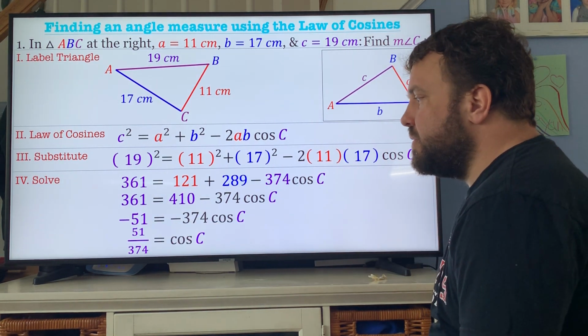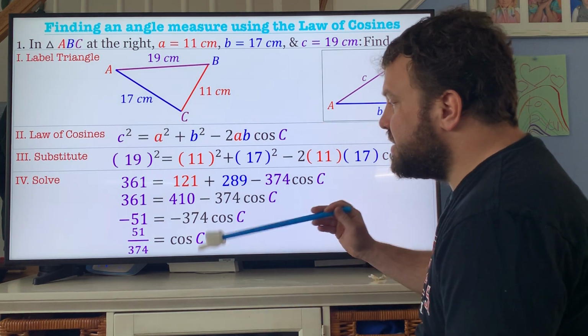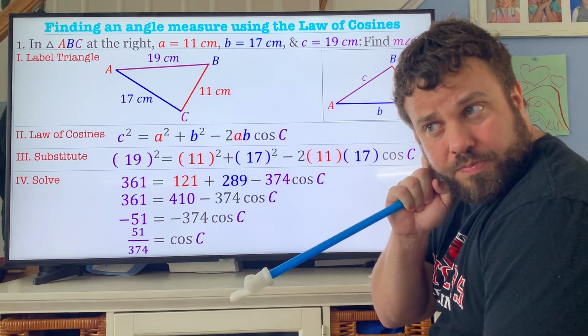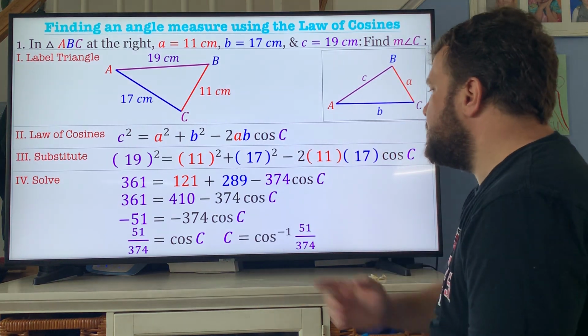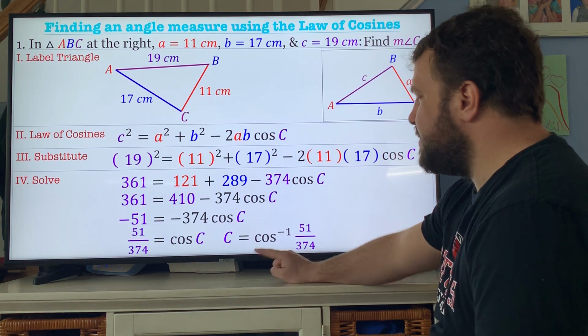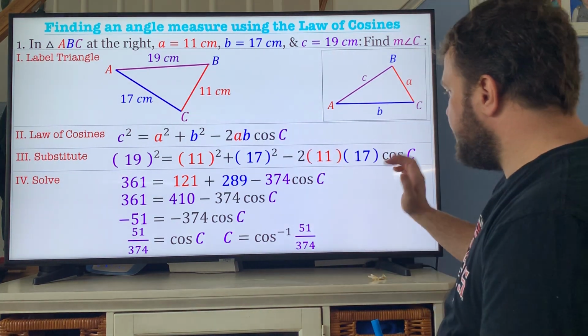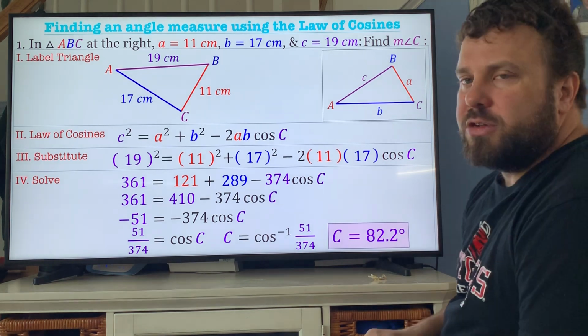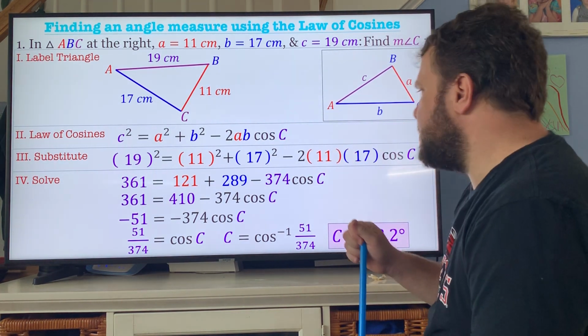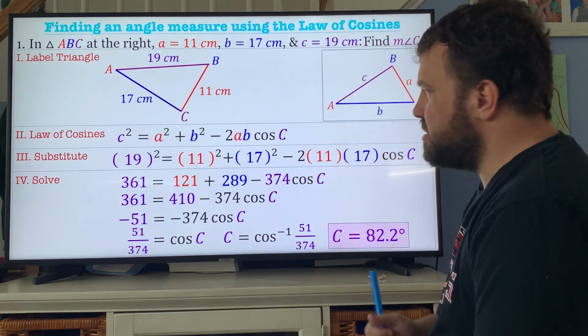And you get 51 over 374. In order to solve for C, we have to take the inverse: cosine negative 1, second cosine, 51 divided by 374. Close your parentheses and voila, 82.2 degrees. Now, nothing is drawn to scale, so it doesn't matter what the picture looks like and the angle is.